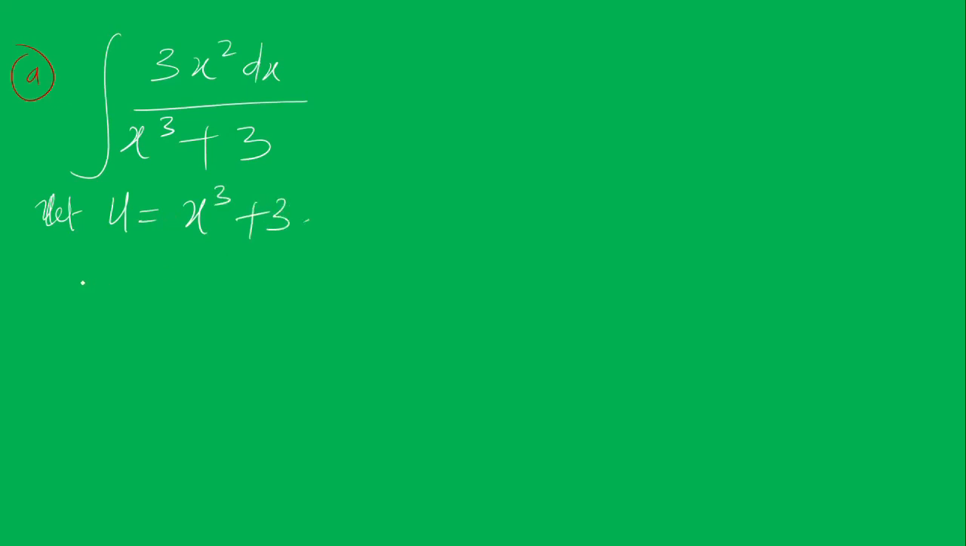Integrate 3x to power 2 dx divided by x to power 3 plus 3. Now we say let u be equal to x to power 3 plus 3. Differentiating u with respect to x, you now have 3x to power 2 dx.